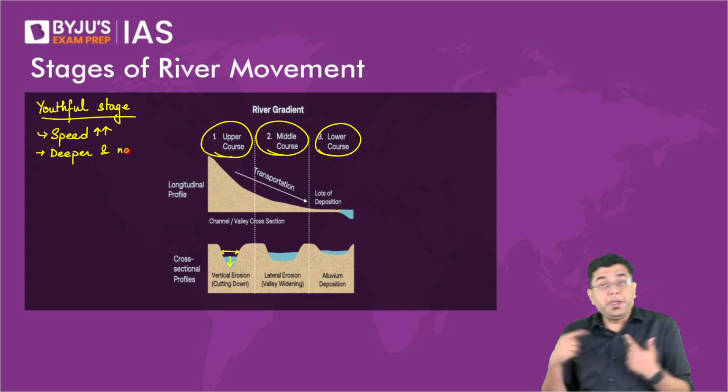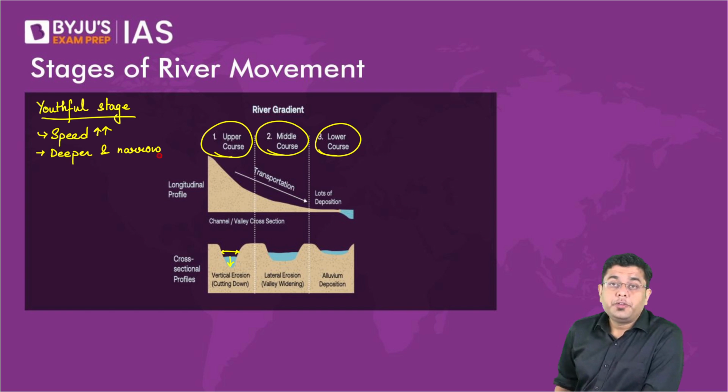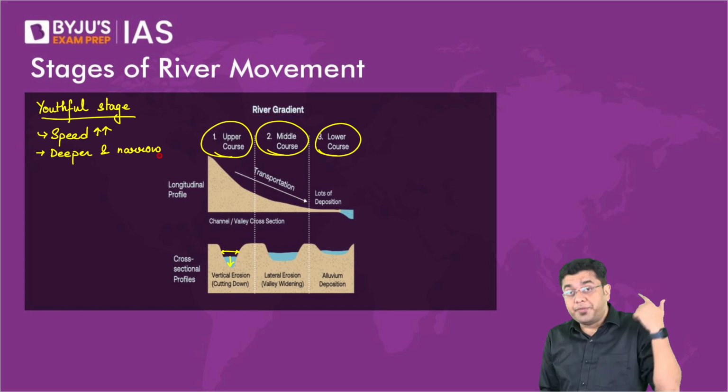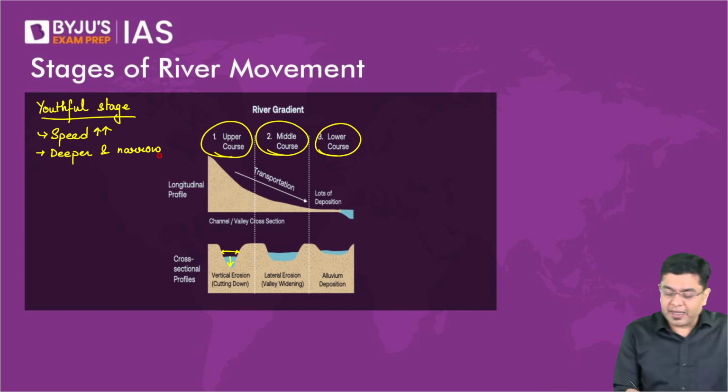Now, if the speed is very high, that means carrying capacity will be very high. So the amount of erosion carried out by the rivers in the youthful stage, in the upper course, will be significantly higher. Erosion is very high.